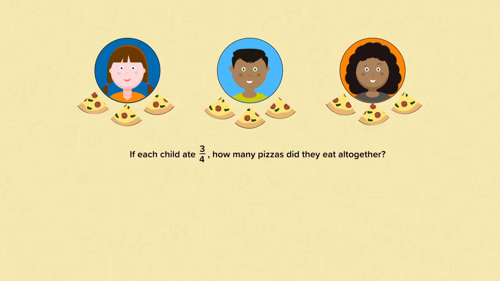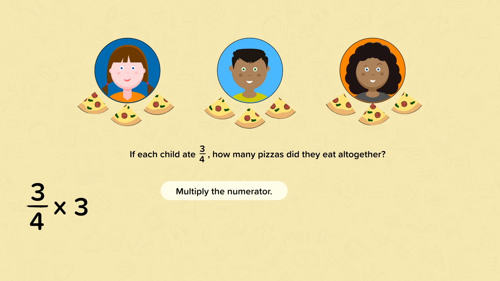What happens when each child instead eats 3/4 of the pizza? We need to work out how many pizzas they ate all together. To work this out, we need to multiply the 3/4 of pizza by the 3 children. Multiply the numerator, but keep the denominator the same. 3/4 times 3 equals 9/4.